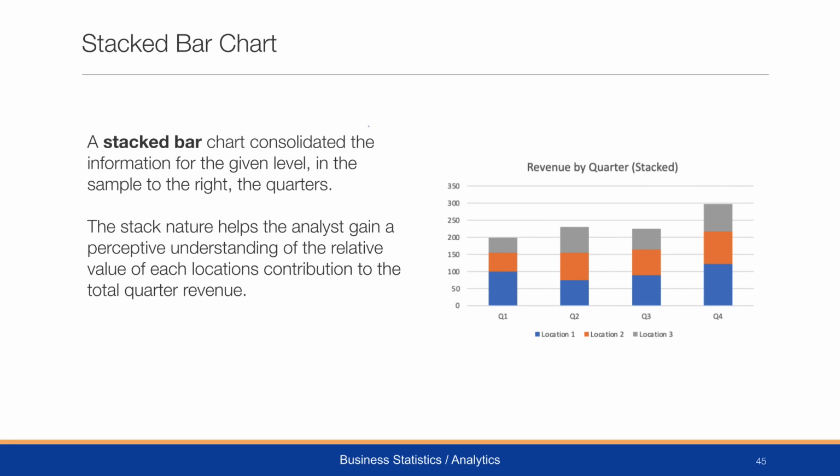A stacked bar gives us a consolidated set of information for a given level. So in the sample to the right, we have the quarters again listed, but we're stacking the revenue for each location so that we can also see in comparison what the total number is for each quarter for our entire organization and see the kind of the percentage or the weight given to each individual location within that bar.